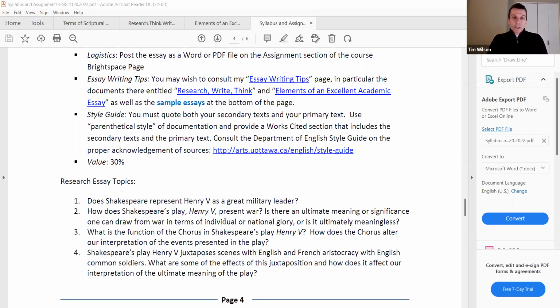So how does Shakespeare's play Henry V present war? Is there an ultimate meaning or significance one can draw from war in terms of individual or national glory, or is it ultimately meaningless? So again, a pretty big topic. You want to, again, narrow that down. Okay, I'm going to talk about how it's portrayed in these scenes and what Shakespeare seems to be saying about the nature of war, what it means in this particular aspect of the plot or the action.